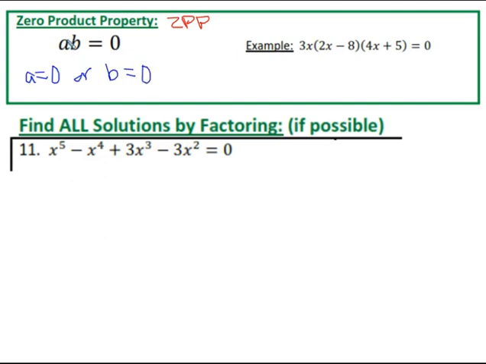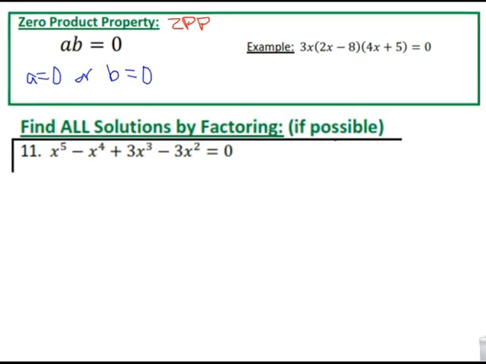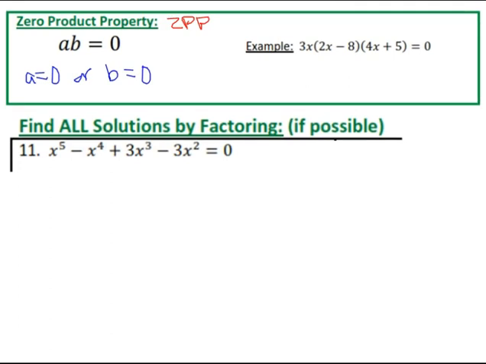If a is 0, it doesn't matter what b is, because 0 times b is just going to be 0. And if b is 0, it doesn't matter what a is, because a times 0 is just going to be 0. So if our equation specifically equals 0, we know that one of the two parts has to be 0 itself. We've been using this idea this year, this ZPP, to help us solve polynomials after we factor them when we know they equal 0.